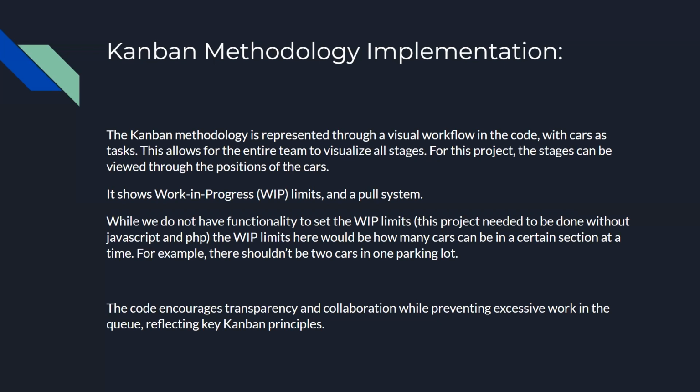And while we don't have functionality to set WIP limits because this project needs to be done with only HTML and CSS and no JavaScript or PHP, the WIP limits here would be how many cars can be in a certain section at one time. For example, there shouldn't be 2 cars in 1 parking spot. That doesn't really make any type of sense. The code encourages transparency and collaboration while preventing excessive work in the queue, reflecting key Kanban principles.